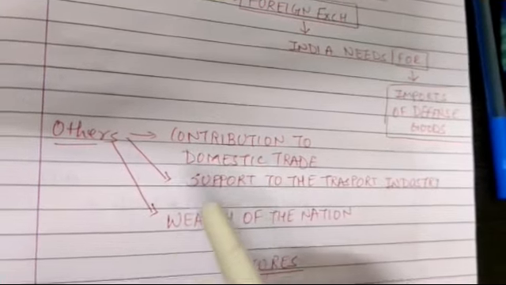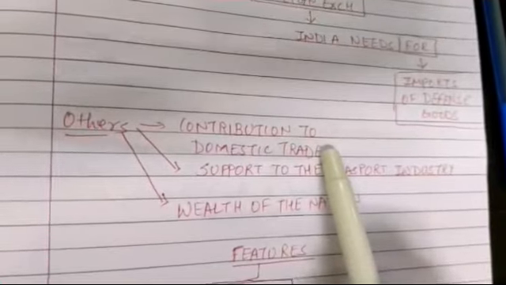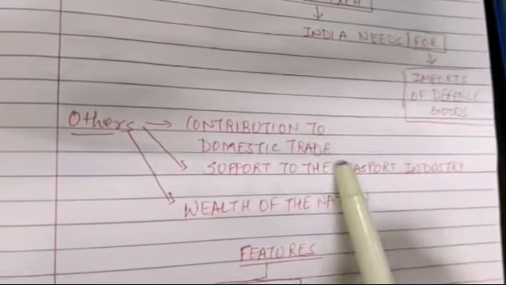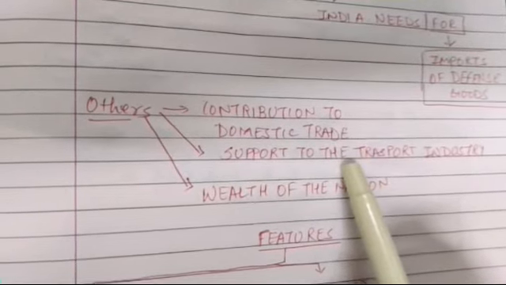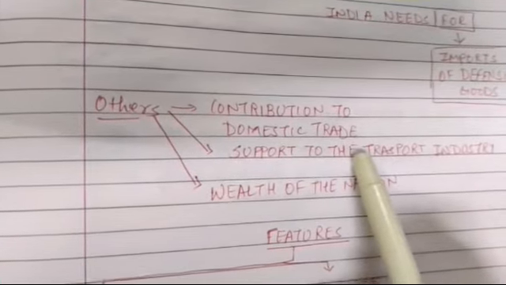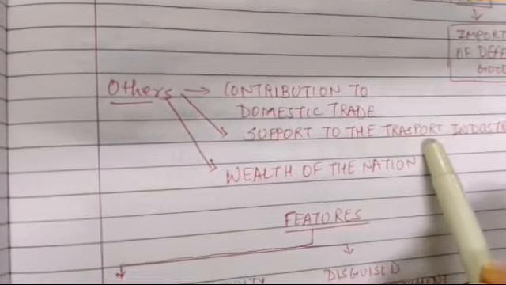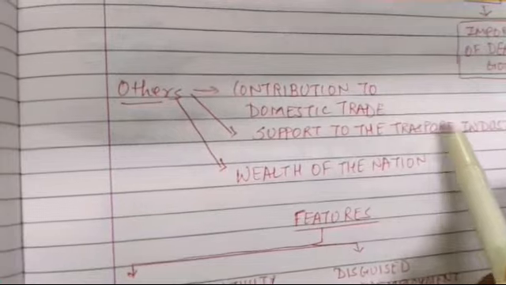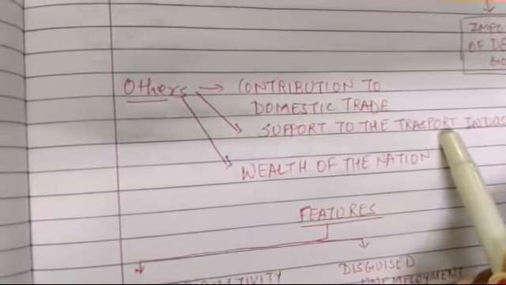Before I proceed ahead, contribution to domestic trade is borne out by the fact that huge expenditure in India is incurred on the purchase of farm products needed by more than 1 billion people in the country. When I talk about support to the transport industry, both railways and roadways are the bulk carriers of farm products in India. That is a great support to the transport industry.